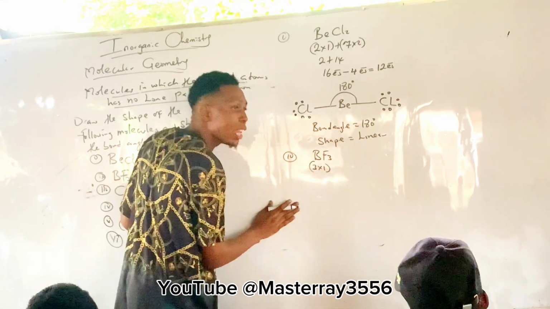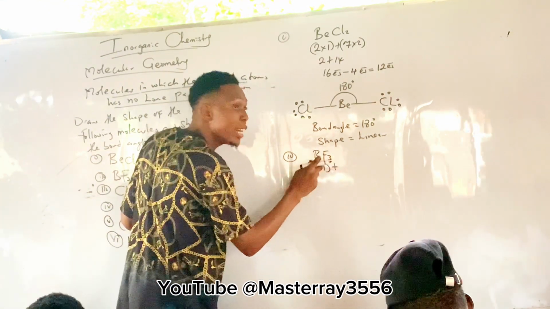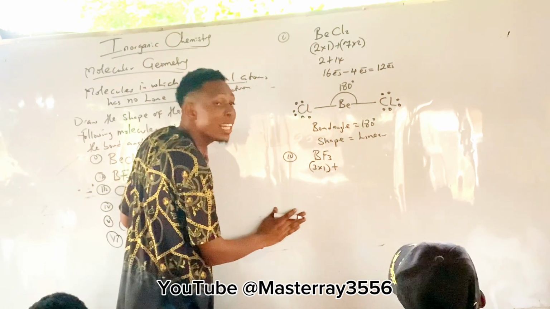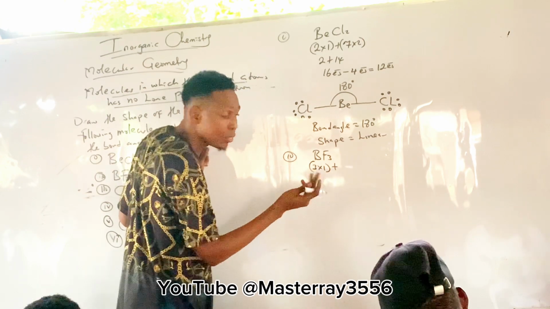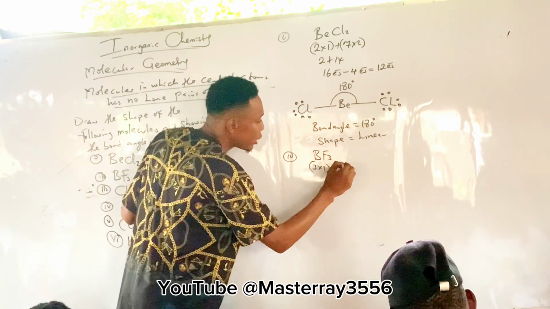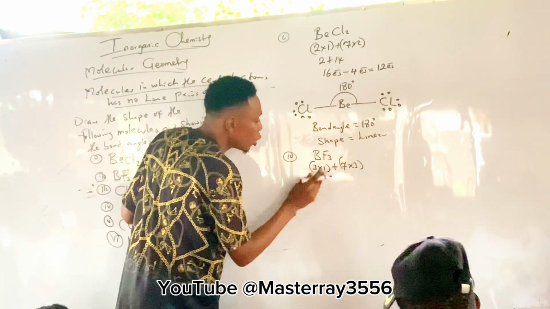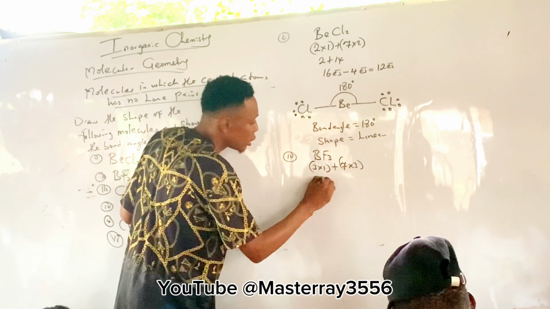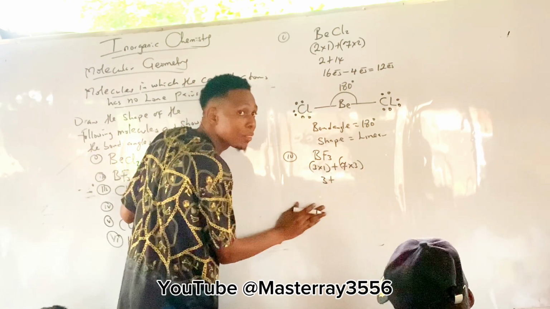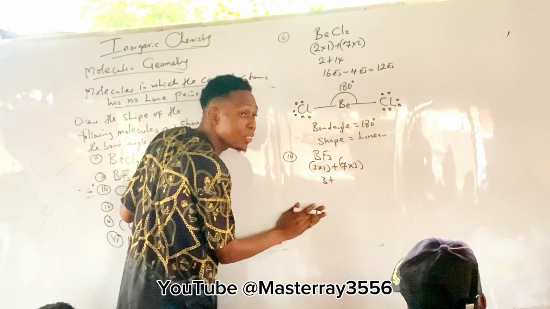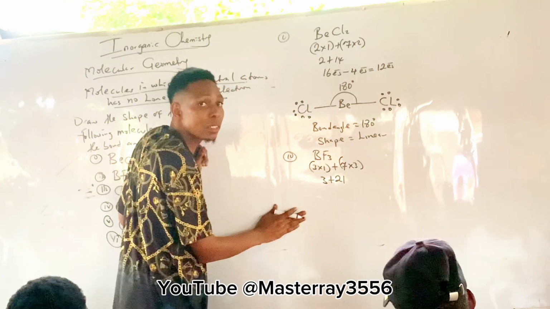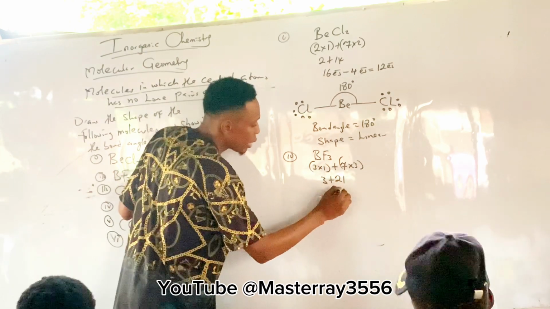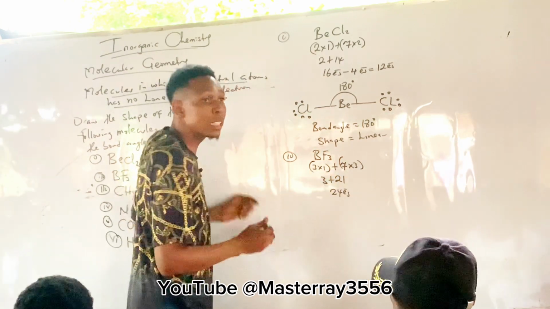So it becomes 3 times 1. Are you following? Plus fluorine, the valence electron is how many? Fluorine is 9, that is 2 and 7. So the valence electron is 7, that is 7 times 3. So 3 times 1 is 3, plus 7 times 3. 7 times 3 is 21. 3 plus 21, that is 24 electrons. Is it not?